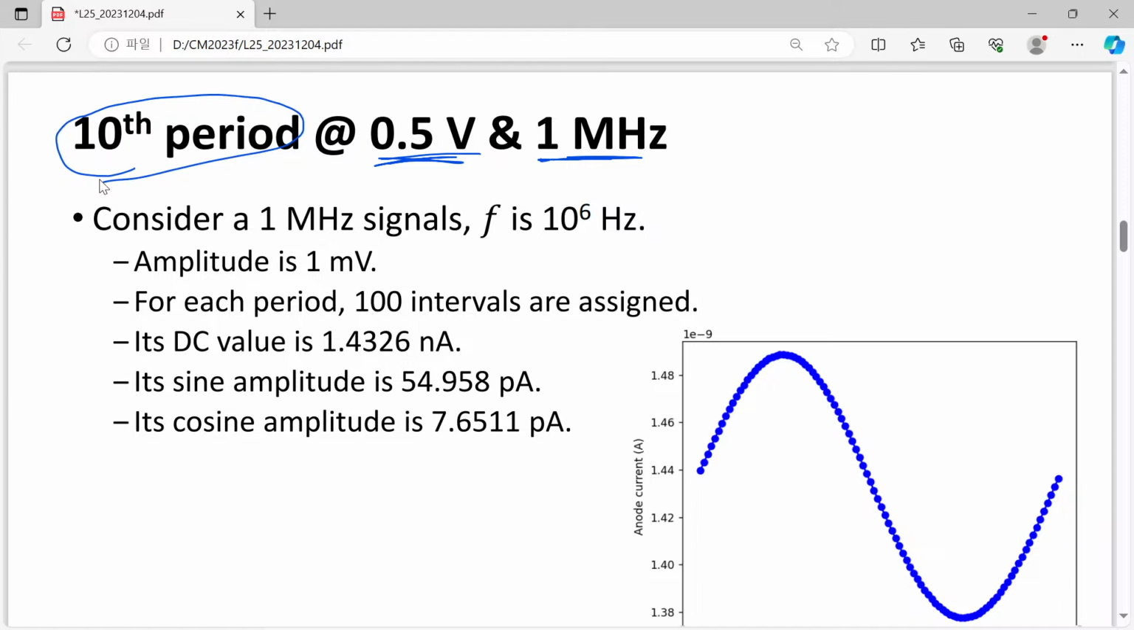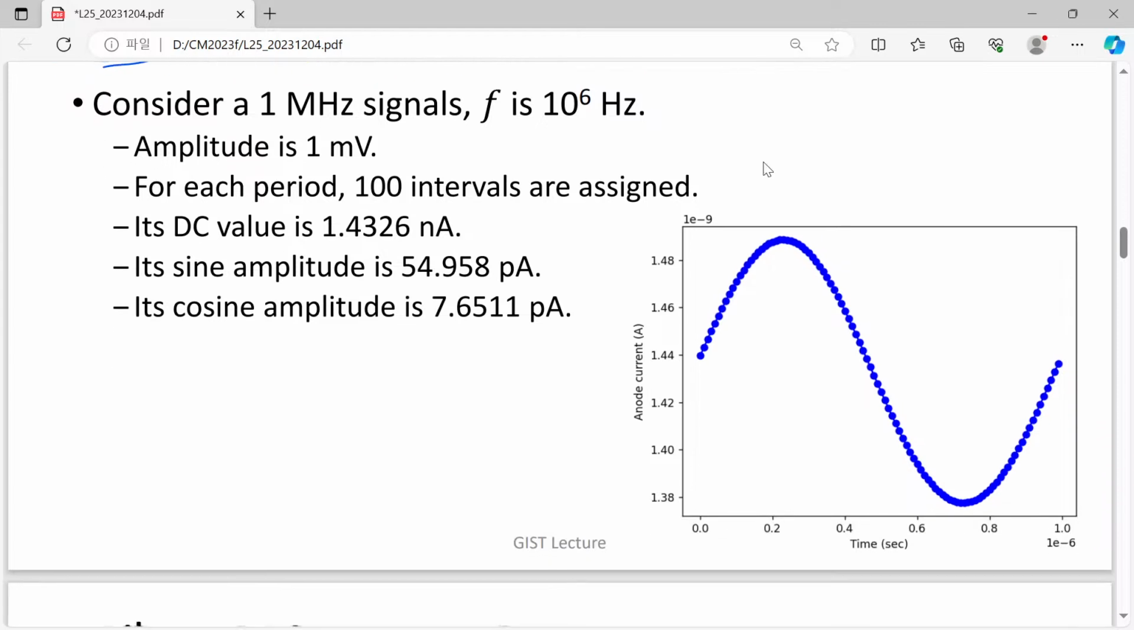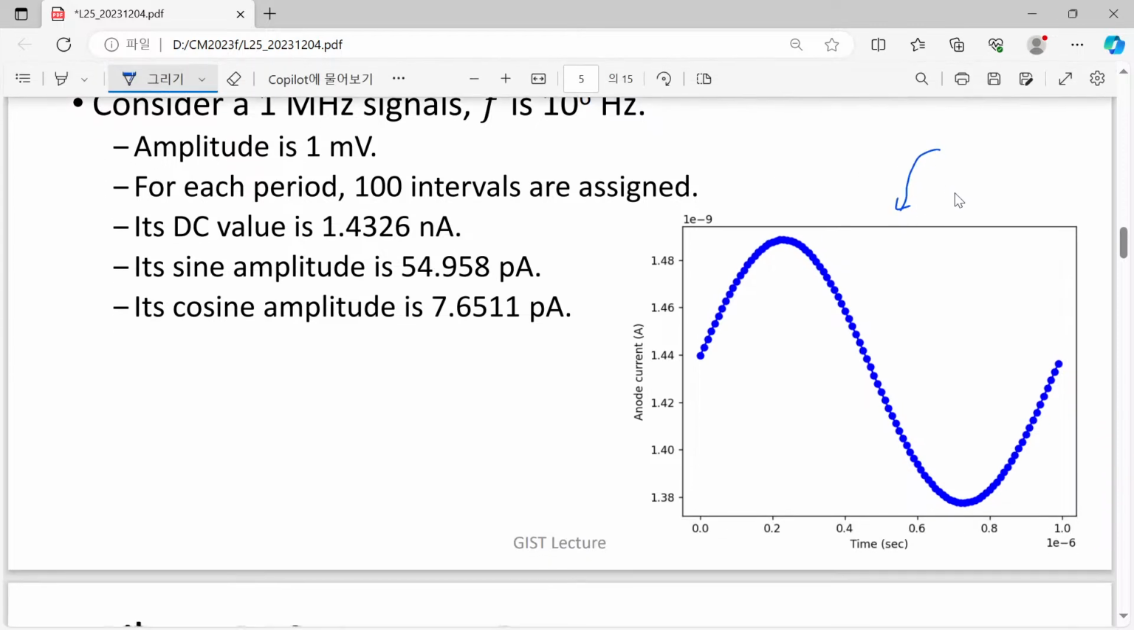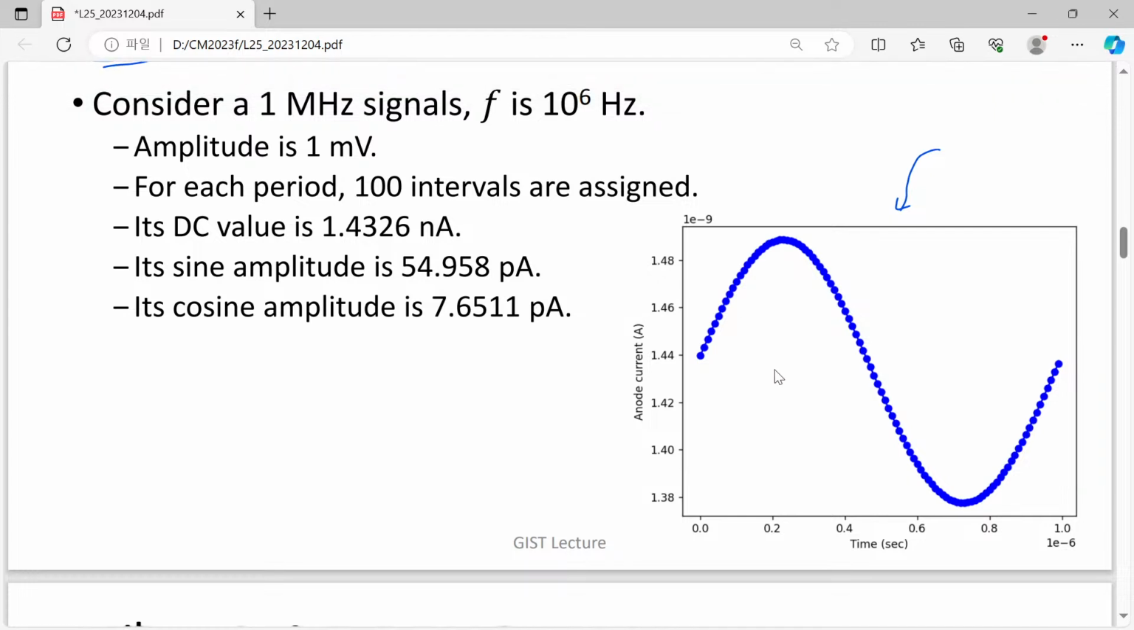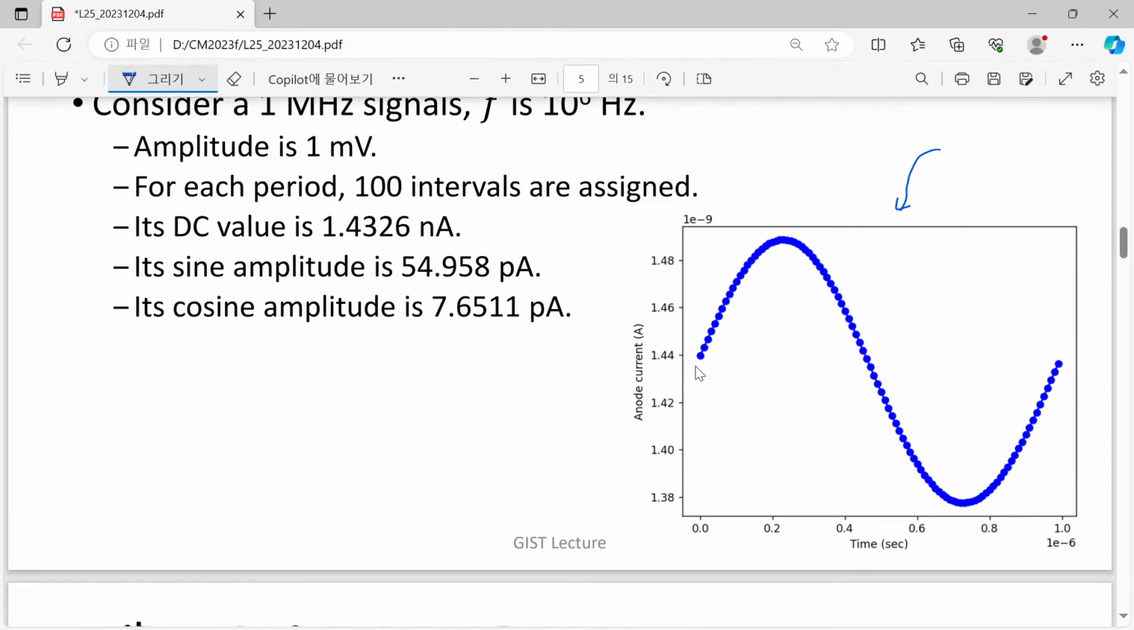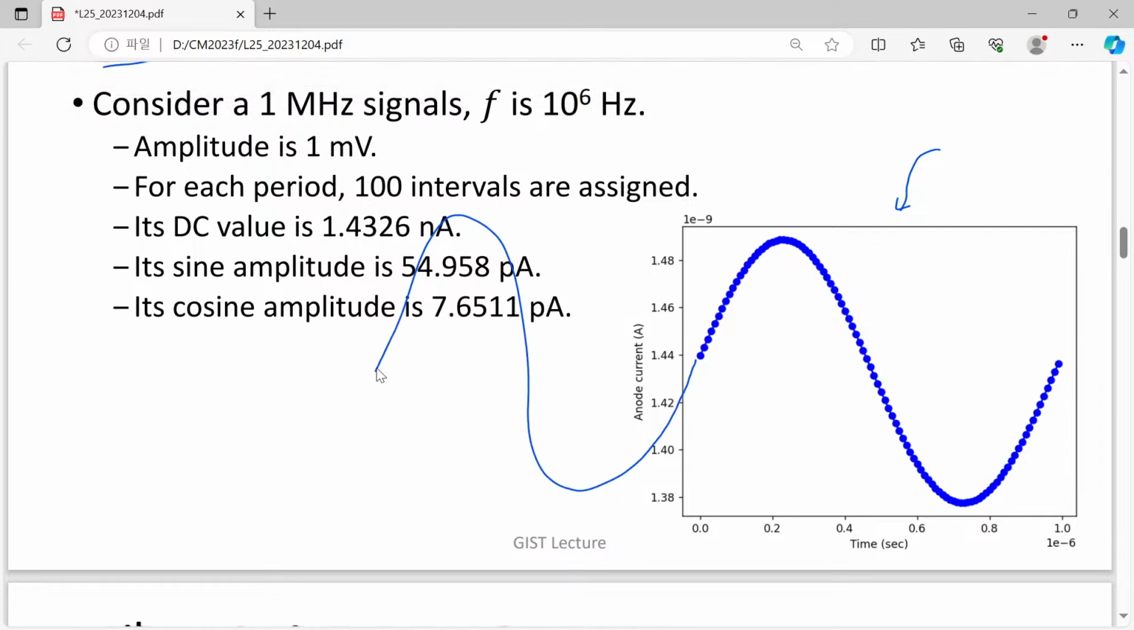Of course, in the first period or second period, the transient simulation result is not that stabilized. However, after 10 periods, I can certainly say that the signal is fully stabilized. You can see that this is the result of a 10-period-long signal. Of course, this is just the 10th period. In order to get this one, we had previously the 9th period, the 8th period, and so on. However, we just took the stabilized last result. Okay, so are you with me?